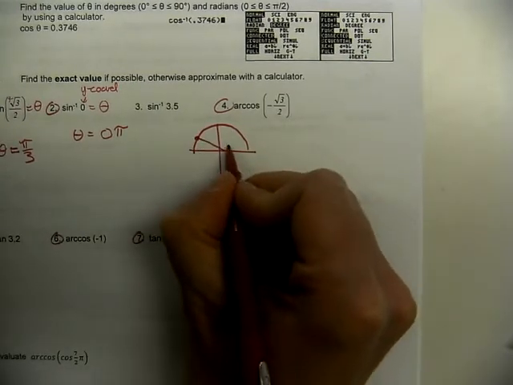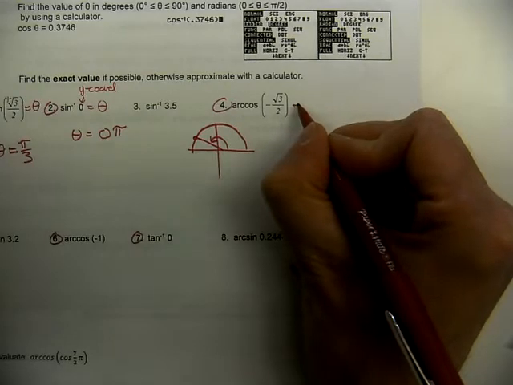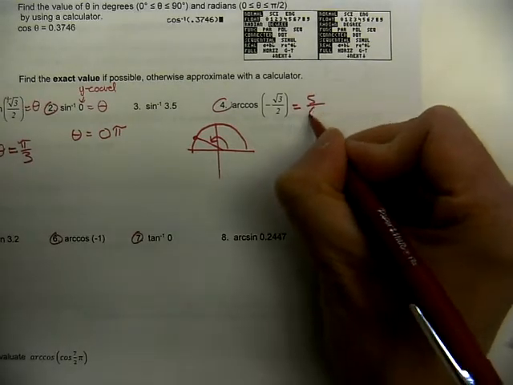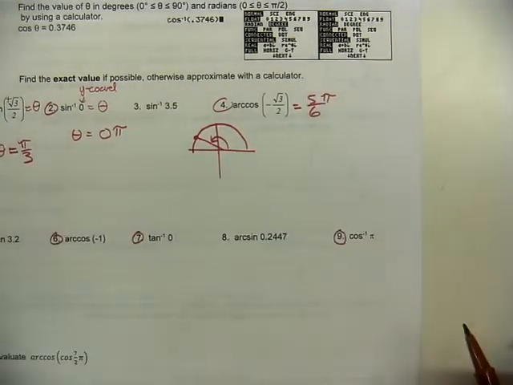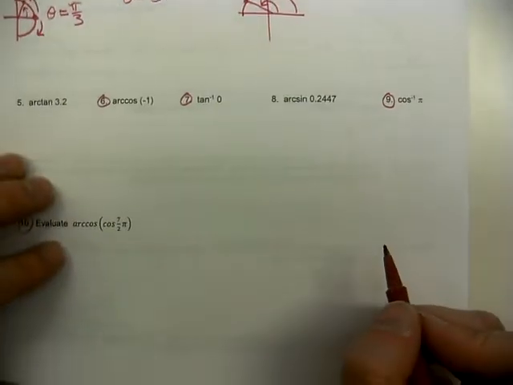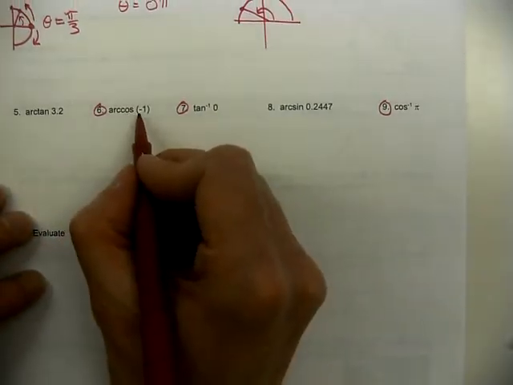So the question is, where am I? What is that angle of rotation? That equals 5/6 pi. Here's number 6. Arc cosine is negative 1.